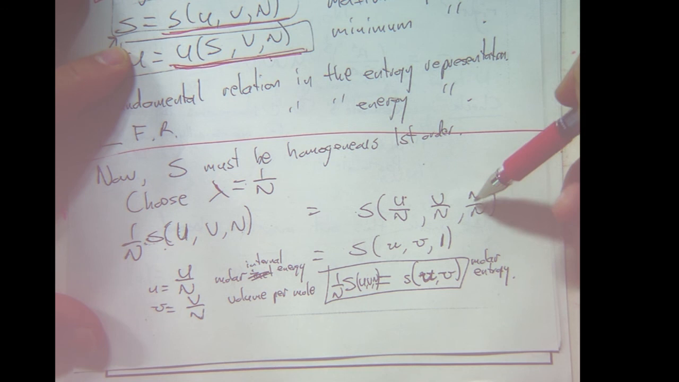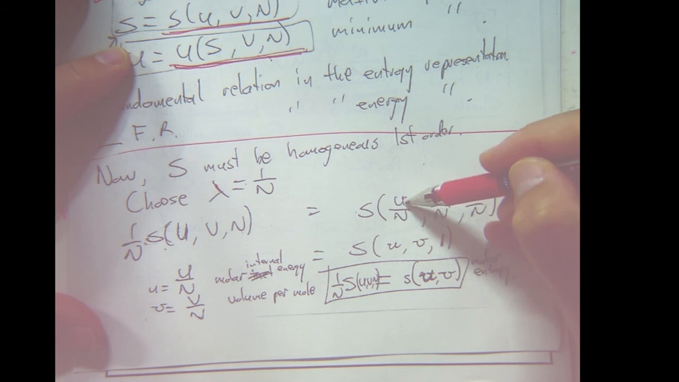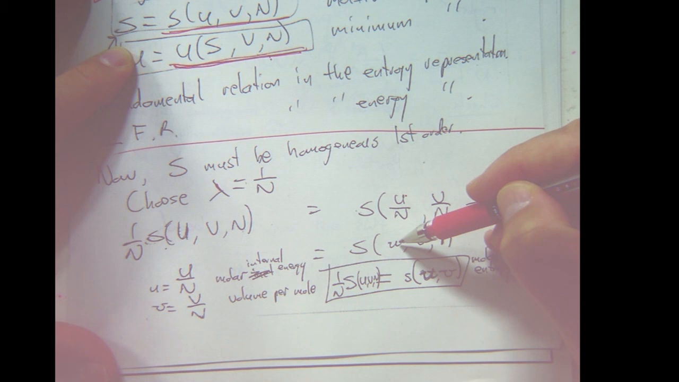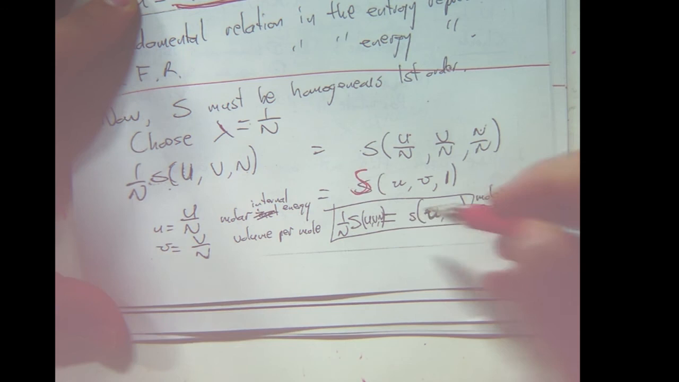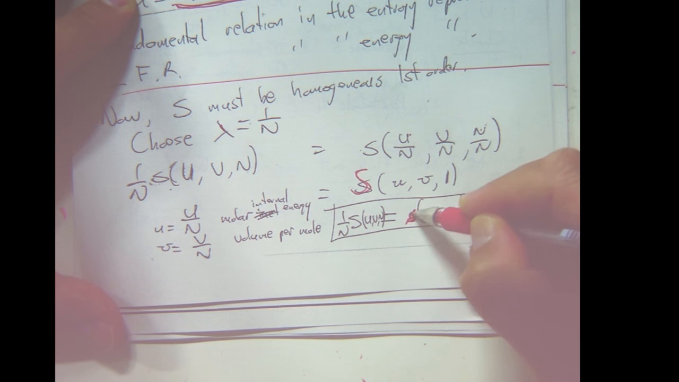If u over n is the molar internal energy, the internal energy per mole, which is little u, v over n is the molar volume, little v, and n over n is just 1. So we have entropy as a function of u and v and 1. You don't bother writing the 1 all the time. So instead of writing the capital S, you write a little s. Sometimes I'll write little serifs on it to make sure that you know that it's molar entropy.